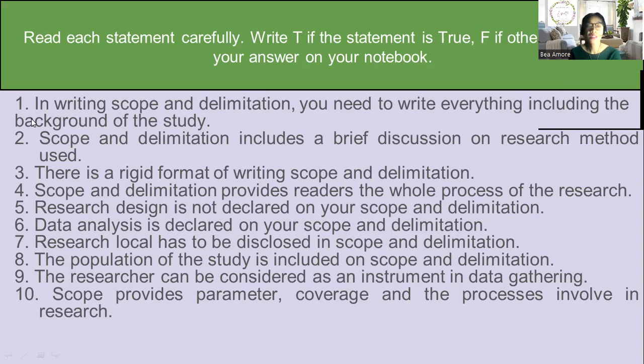Number 3, there is a rigid format of writing scope and delimitation. 4, scope and delimitation provides readers the whole process of the research. 5, research design is not declared on your scope and delimitation. 6, data analysis is declared on your scope and delimitation. 7, research local has to be disclosed in scope and delimitation. 8, the population of the study is included on scope and delimitation. 9, the researcher can be considered as an instrument in data gathering. And 10, scope provides parameter, coverage, and the processes involved in the research.